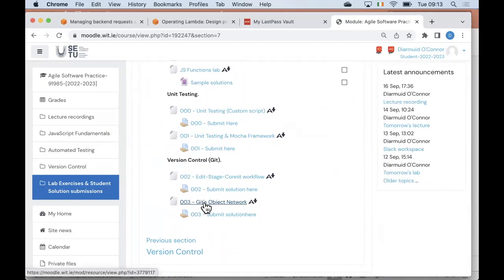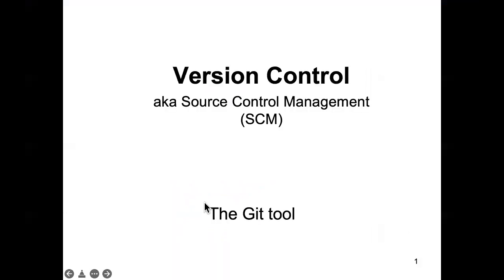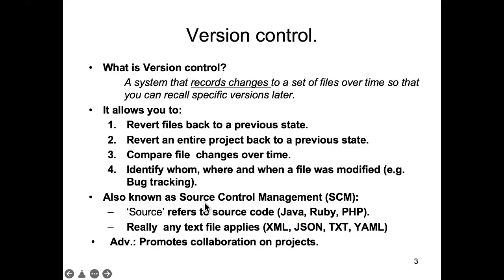So let's do that. What we know is that a version control or source control management tool is really all about keeping a history of changes that have happened to files in a project. And it allows us to wind the project back to a previous stage, or an individual file, or to see what changes have happened to files over time.